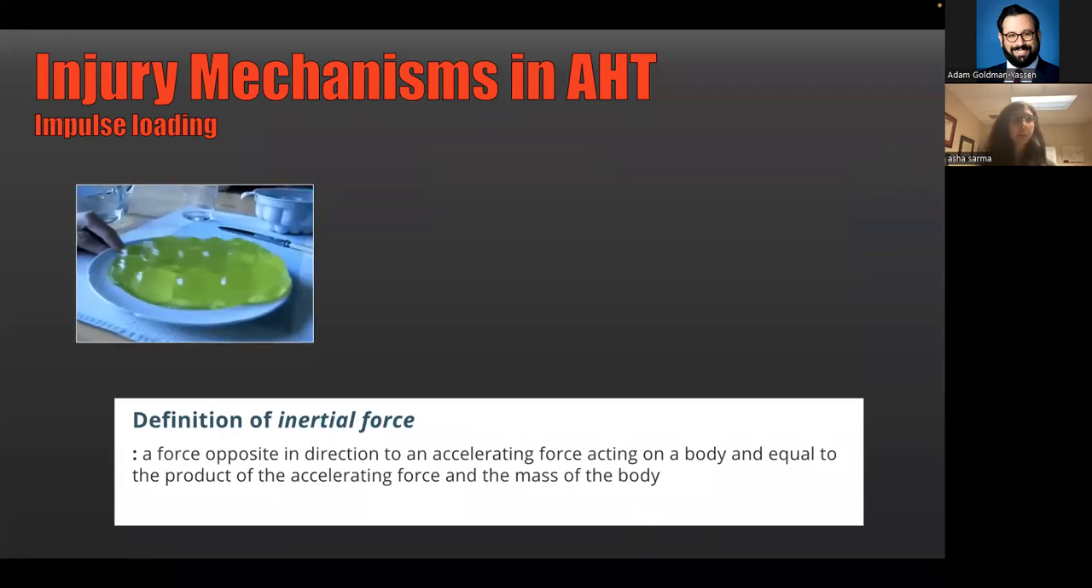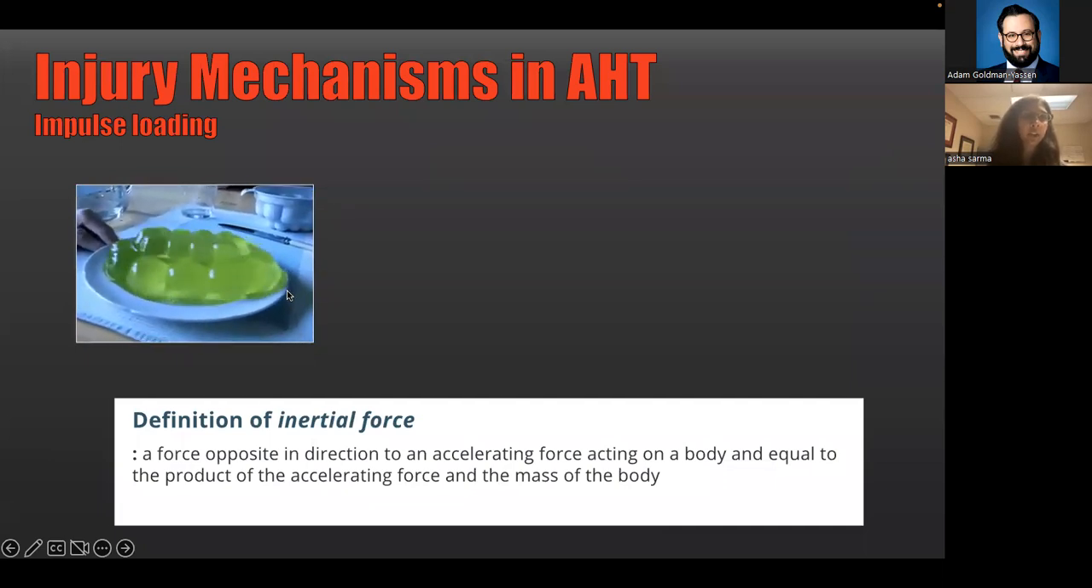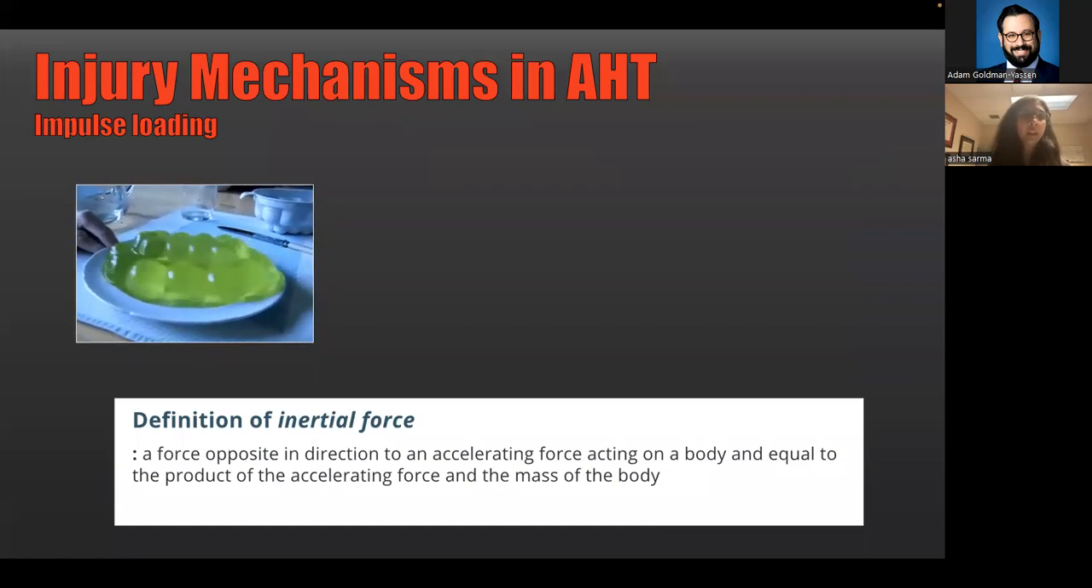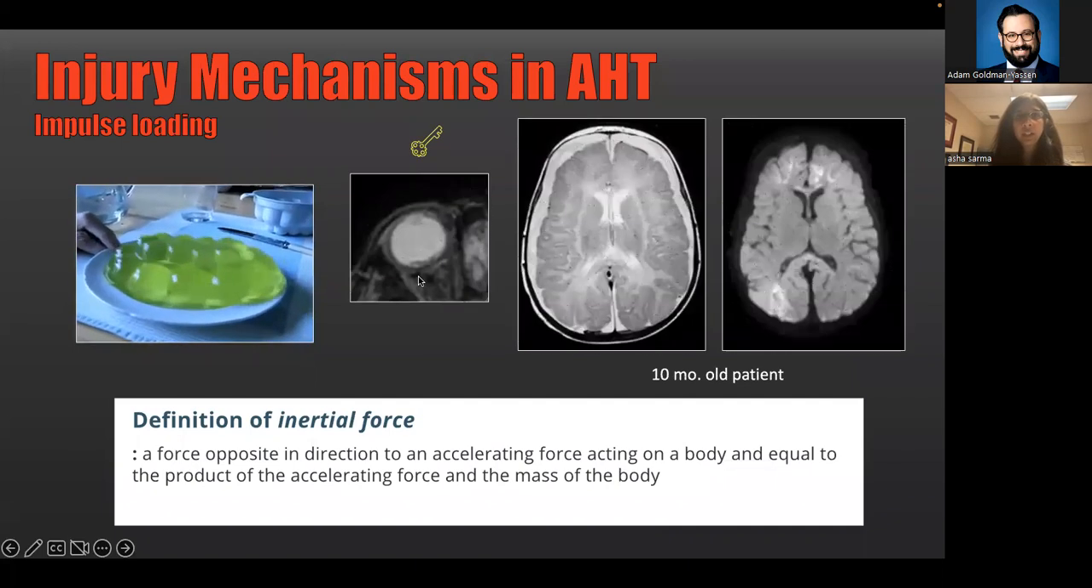So impulse loading: basically the idea is that, especially in infants where there's a lot of space in the head, there are generally larger subarachnoid spaces and the brain can be a little bit smaller. It's kind of like a plate of Jell-O where, if you accelerate the head forward, it takes a minute for the brain to catch up with that motion, and that can cause some injuries. And the kinds of injuries that can be caused by that are seen here.